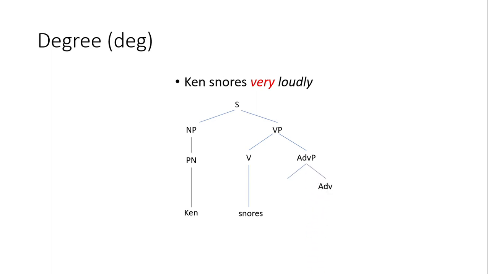There is ADV, represented by loudly. But here, it's called DEG, degree. So you can write down DEG for short, and then very. So, Ken snores very loudly. Something like that. That's all, friends, for the material concerning adverbs and adverbs of degree.